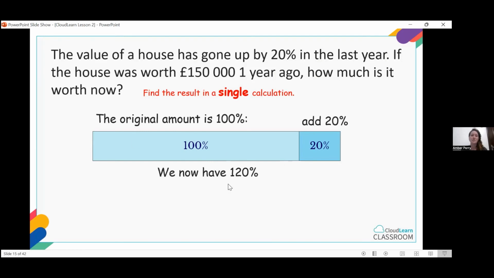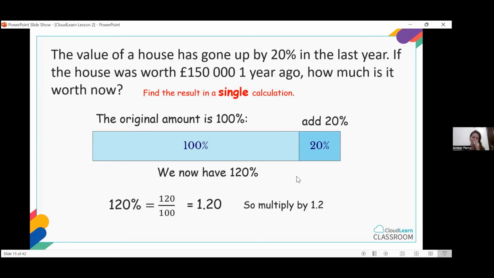So we've got 120%, and we can find that by working out 120% as a decimal. Great, correct answer. Well done. Percent means divide by 100, so 120 divided by 100 is 1.2. So 120% as a decimal is 1.2. To increase a price by 20% using a calculator with just one calculation, we would simply multiply by 1.2.